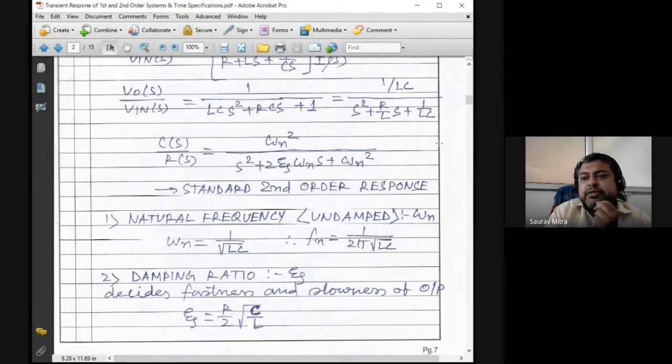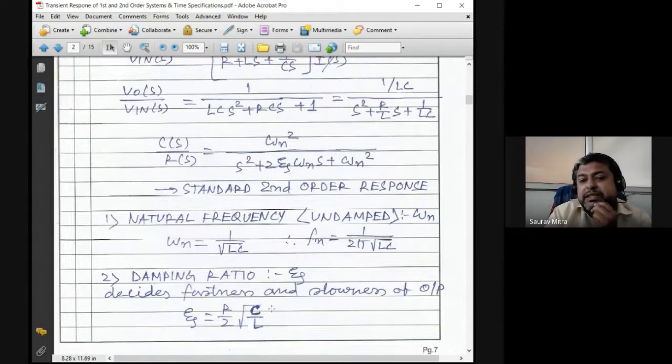And in the denominator also you are finding the first term is s square plus R by L s. So R by L is actually 2 into zeta into omega n. What is the formula of omega n? Omega n is 1 by root LC. Fn, f is frequency, f is given in hertz. So how to go from omega to f? Just divide omega by 2 pi, you are getting the f. So what is omega n called? Omega n is called the natural frequency, undamped.